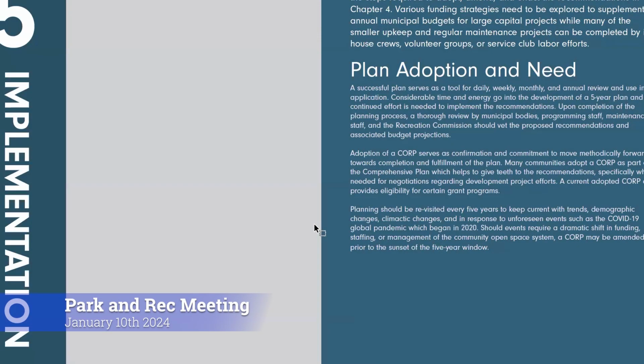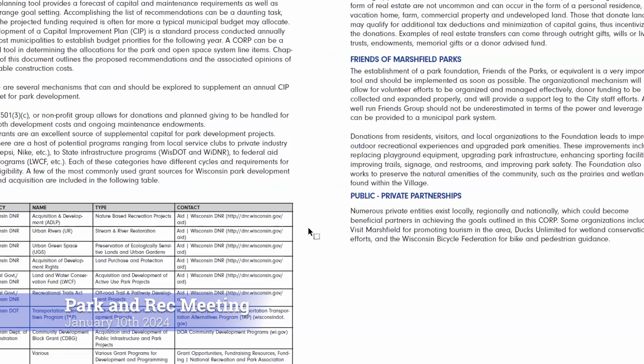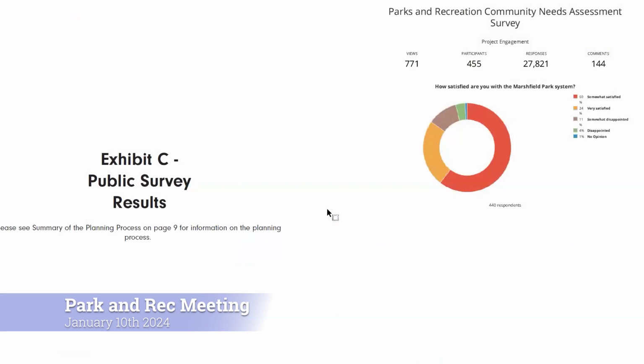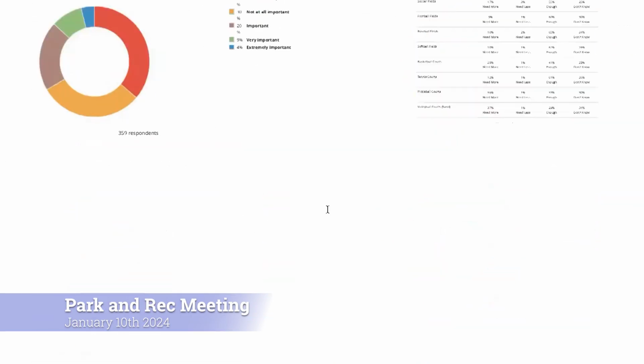So the final chapter again is implementation. It's where we tell you how to do what you need to do. We've listed a lot of different grants and funding opportunities. We talked about some alternate funding strategies, which you guys have already been engaged in. And then we have our maps. And then all of the raw data from the survey is included in the appendix.